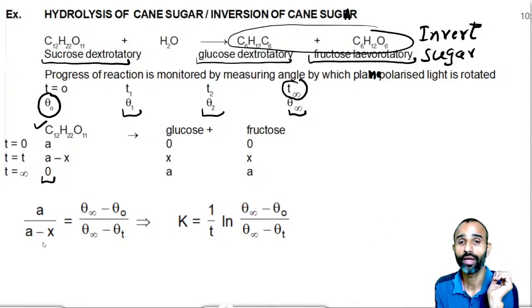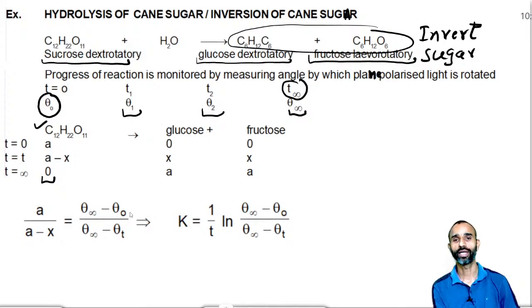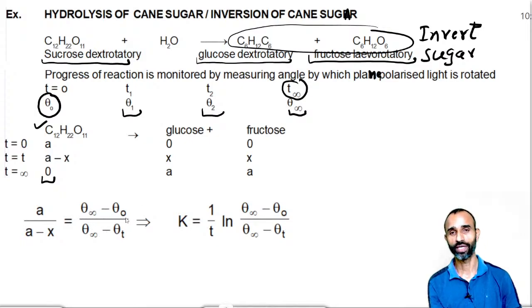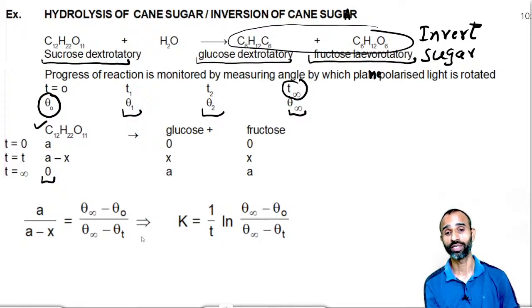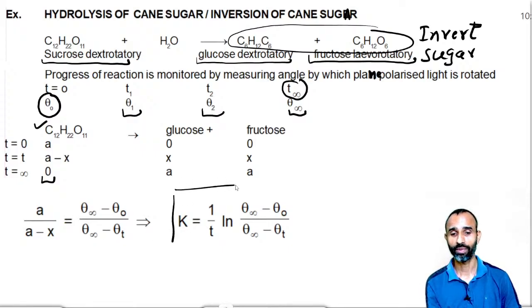So a divided by a minus x is equal to theta infinity minus theta naught divided by theta infinity minus theta t. That is the same expression we can use.